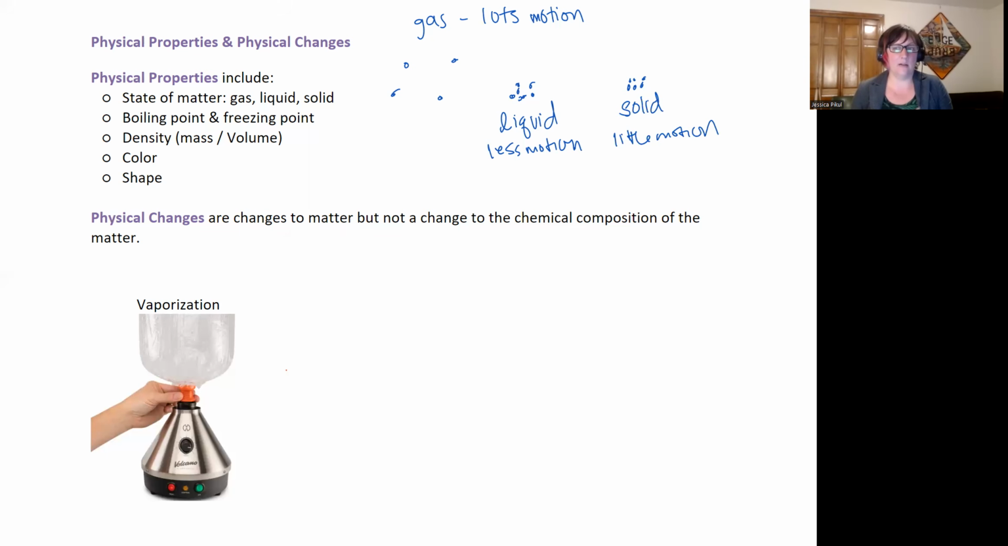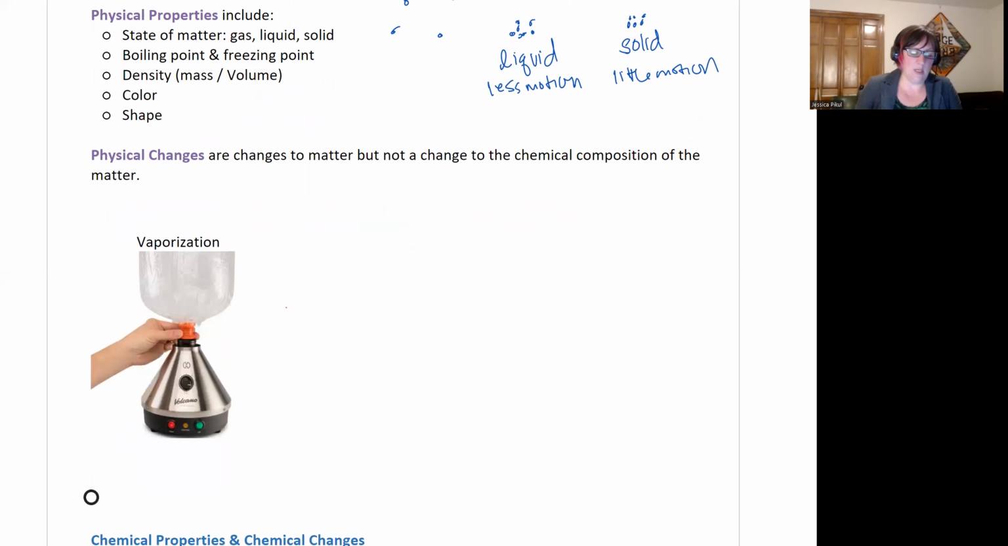And if you have a pure sample of water, it'll always be those temperatures. And something that's not water is going to have a different boiling point and freezing point. And it's going to be this unique thing about it. So that would be another physical property, like when those physical changes take place, at what temperature. Density is another one. So density is equal to mass divided by volume.